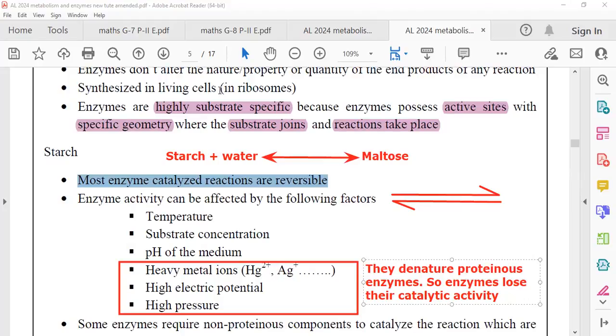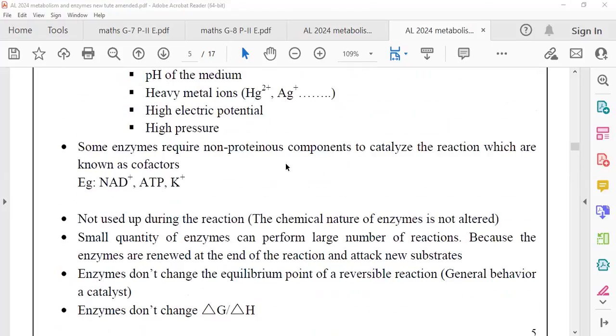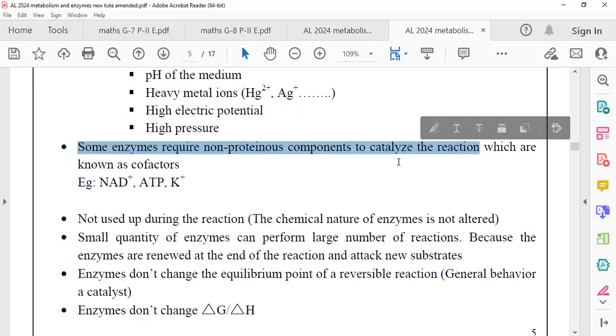Some enzymes require non-proteinous components to catalyze the reaction.